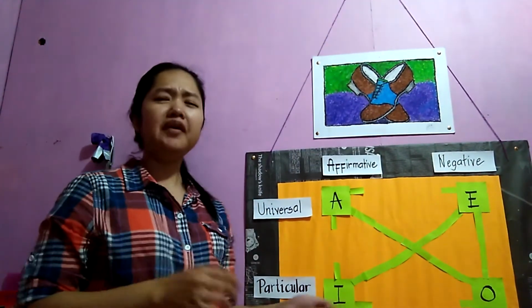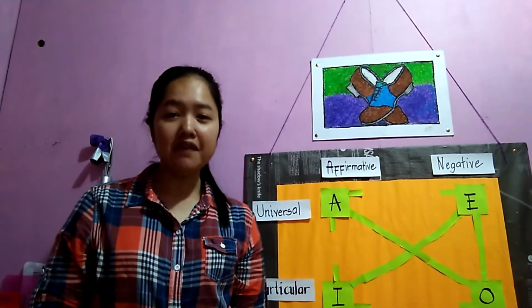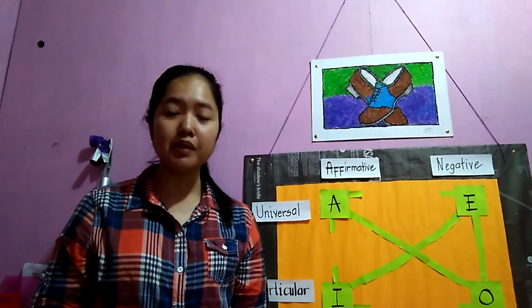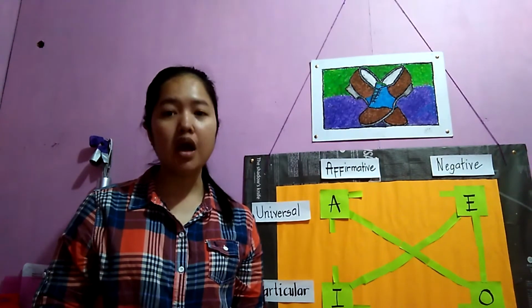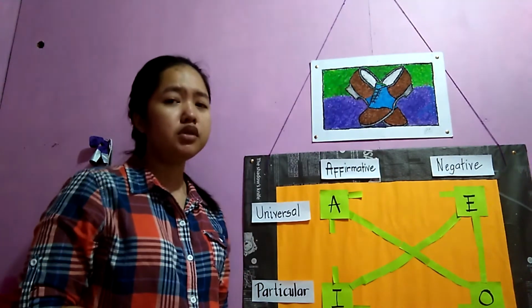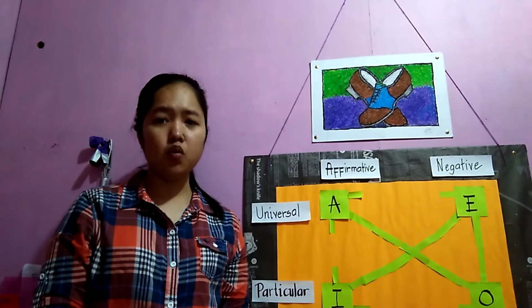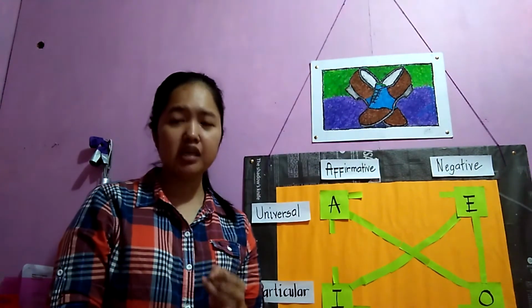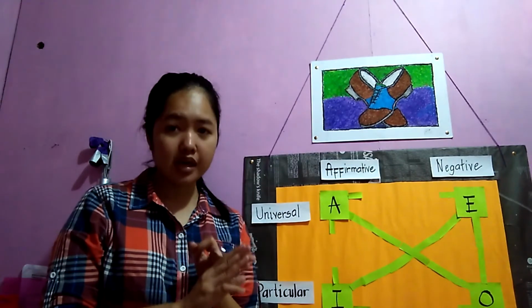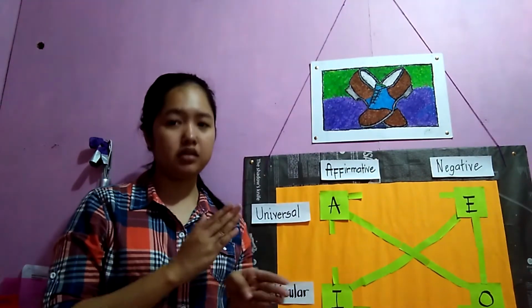So, what is the square of opposition, by the way? The square of opposition is a chart that represents the logical relationship between oppositions in virtue of their form. There are four types of opposition. One is contradictory, the next one is contrariety, the next one is subcontrariety, and the last one is the subaltern.